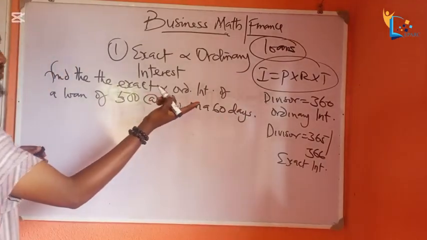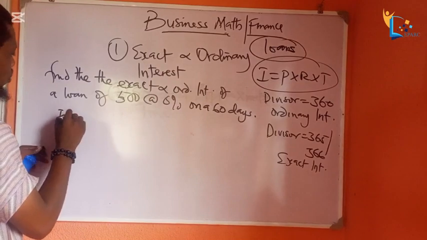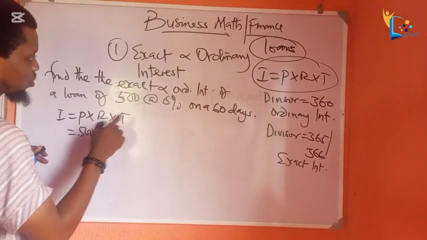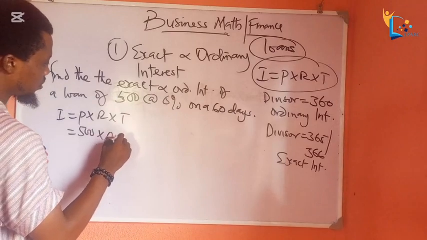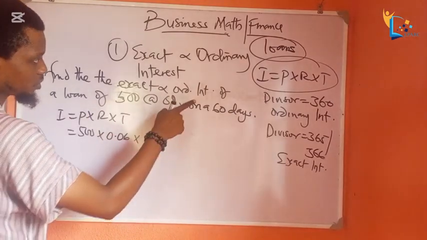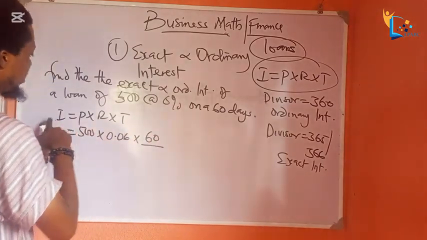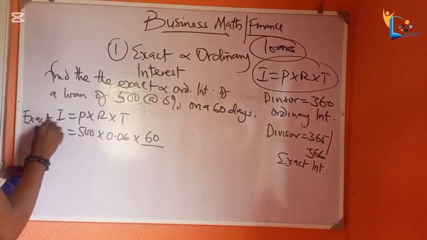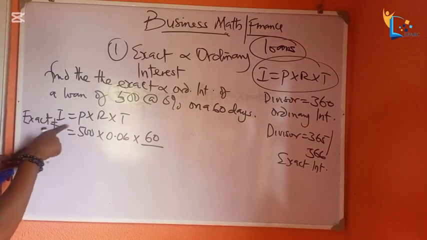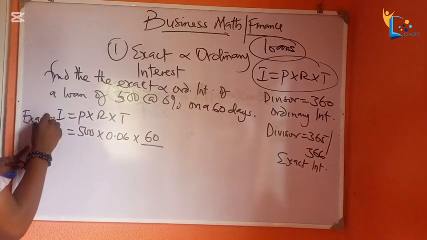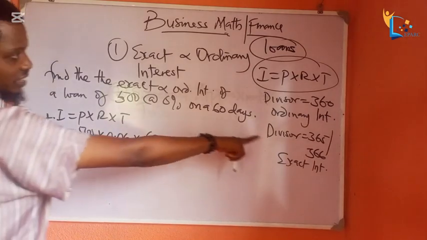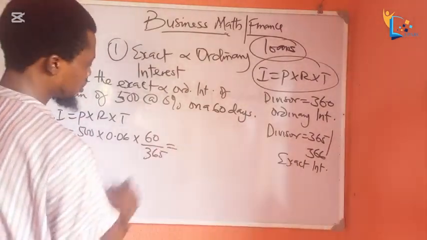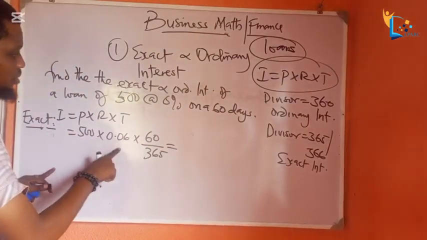So we have simple interest equal to principal times rate times time. The principal here is 500, times the rate here, which is 6%, 0.06. The time here is what? 60 all over. Now we are solving for exact. For exact, the divisor is what? 365 or 366. So let's use 365.